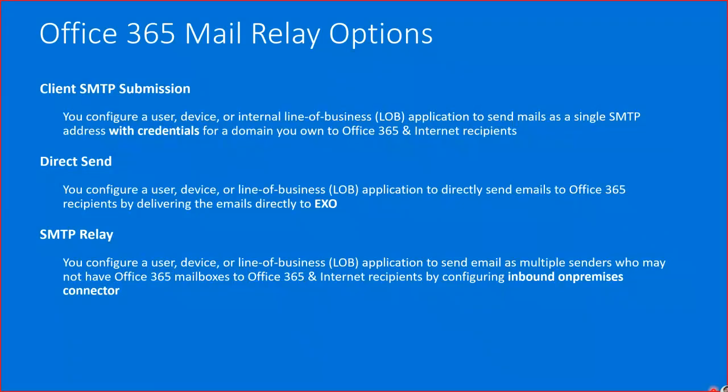This particular method has no restrictions on just sending to internal recipients or external. You can send with this method to internal Office 365 mailboxes and also to external domains. This has the highest flexibility in terms of the volume of messages that can go through. So that's the third method, SMTP relay in Office 365.